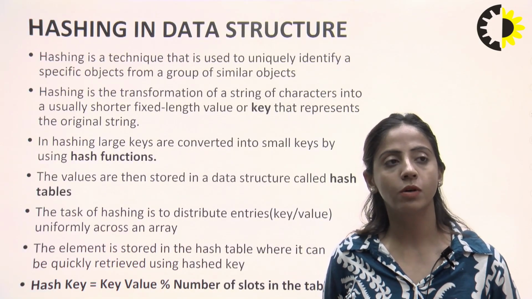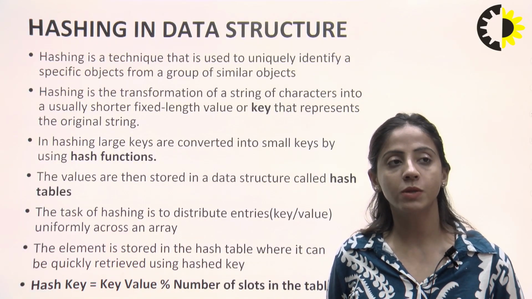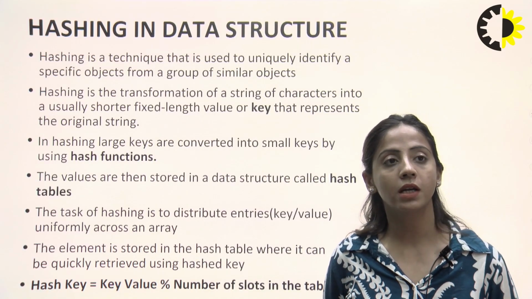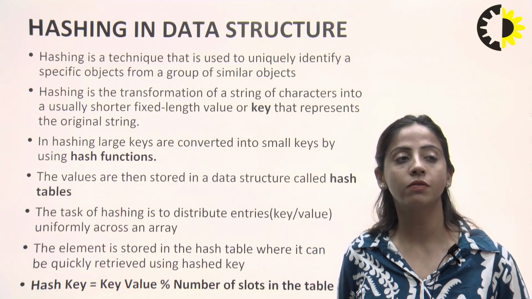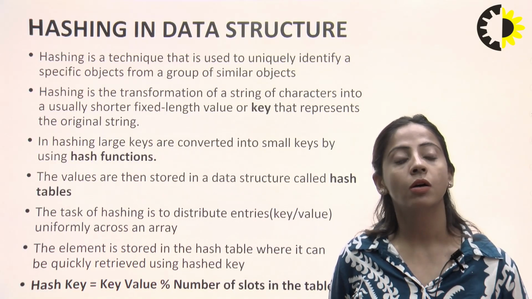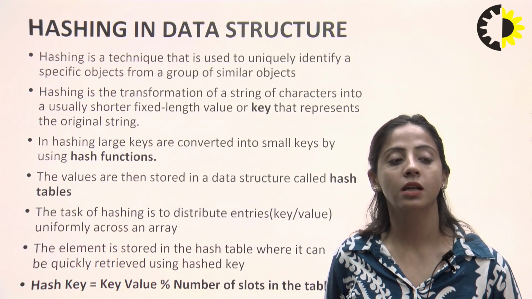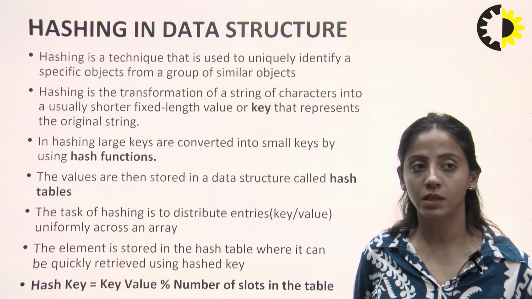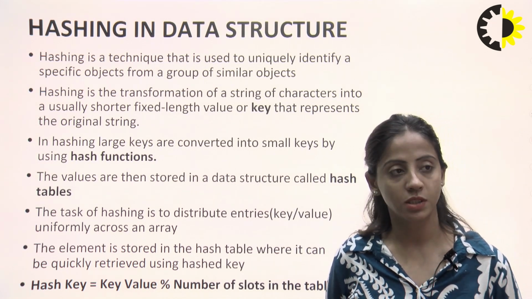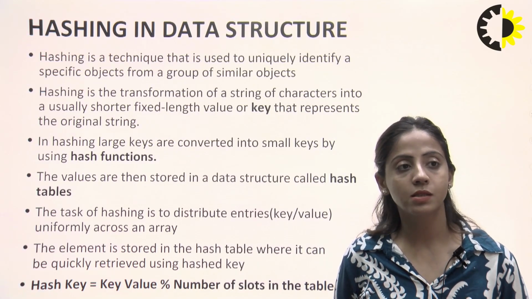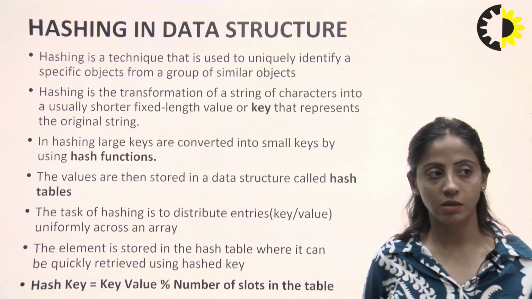Hashing is transformation of a string of characters into a usually shorter fixed length value or key that represents the original string. In hashing, large keys are converted into small keys by using hash functions. The values are then stored in a data structure called hash tables.